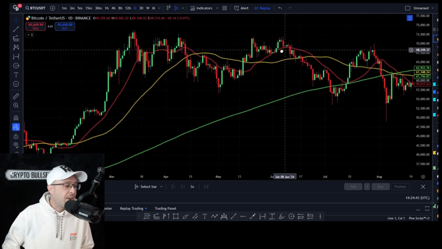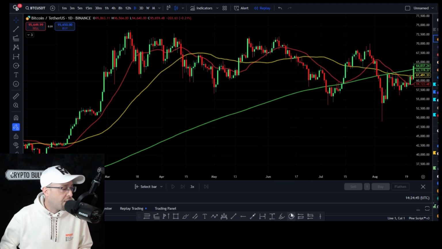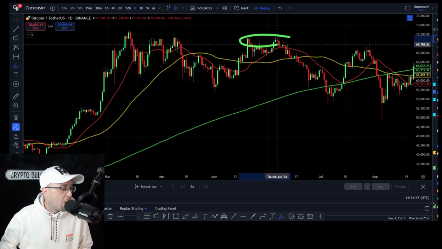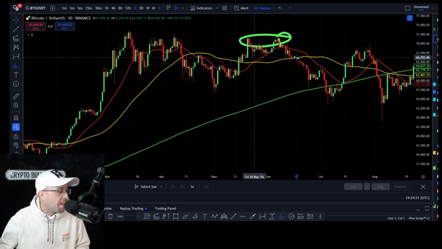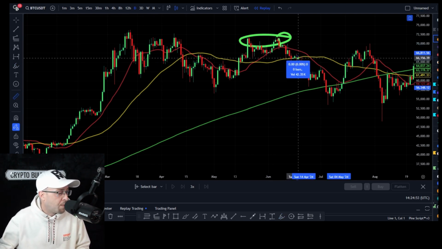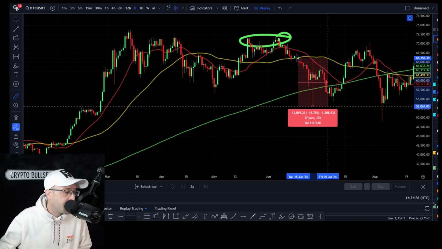Then how do you identify that this is a fake out, which it was? Got a double top, you got a lower low, lower close. Price action falls again below the 50. And then when you drop from the 50, that's a move to the downside, nearly 20% this time.